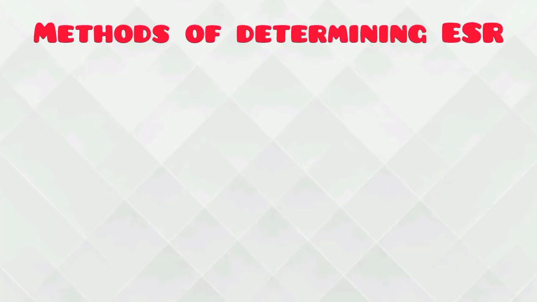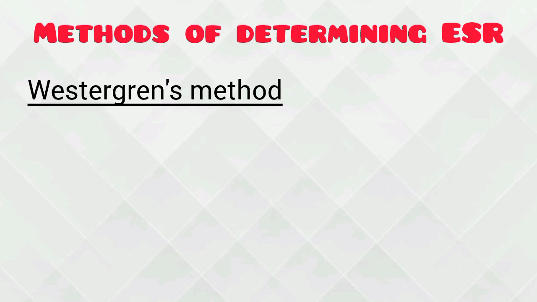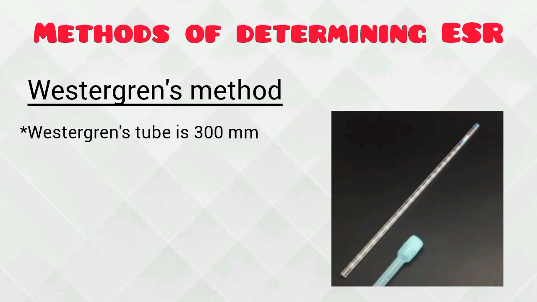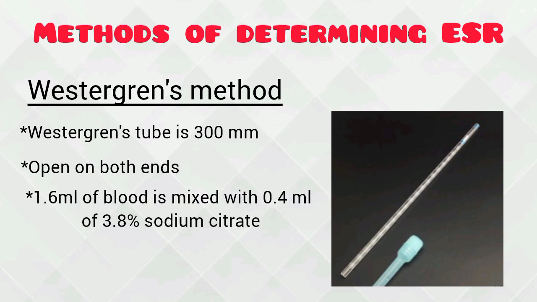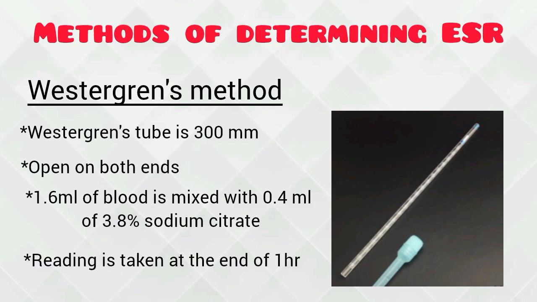There are two methods to determine ESR. Number one is by Westergren's method. Westergren's tube is 300 mm long and open on both ends. 1.6 ml of blood is mixed with 0.4 ml of 3.8% sodium citrate. The sodium citrate is an anticoagulant, and it is loaded in the Westergren's tube. The tube is fitted to the stand vertically and left undisturbed. The reading is taken at the end of 1 hour.